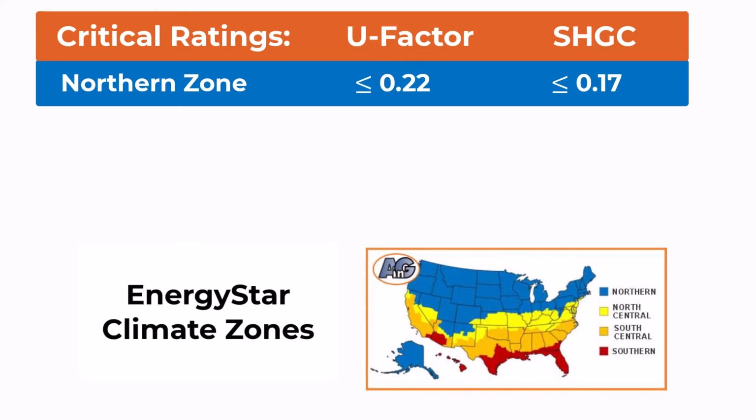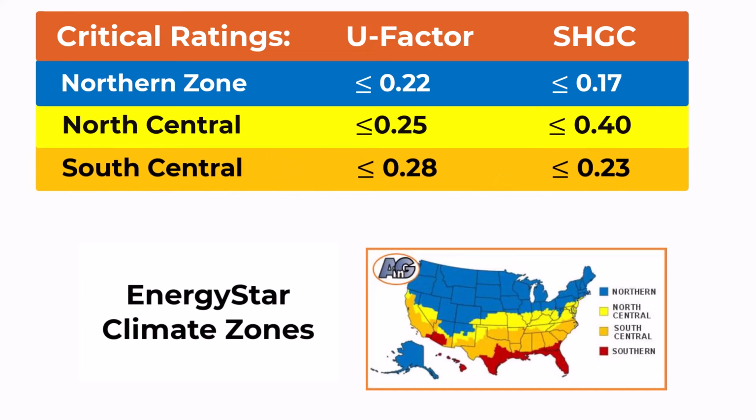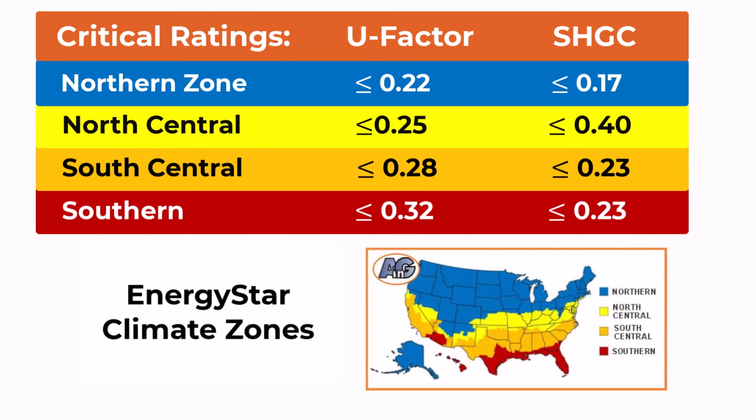SHGC should be less than or equal to 0.17. For the north central zone, the U factor less than or equal to 0.25, solar heat gain coefficient less than or equal to 0.40. For south central zones, U factor 0.28 and SHGC 0.23. And for the southern zones, U factor less than or equal to 0.32, solar heat gain coefficient less than or equal to 0.23.